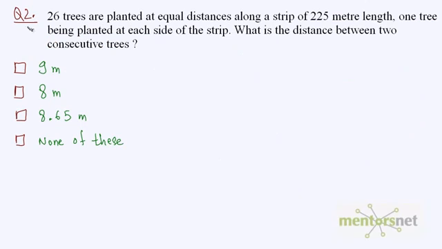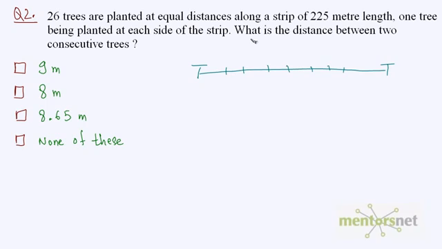Let us solve question number 2 and find out its answer. So it is given that 26 trees are planted at equal distances along a strip of 225 meter length. So there is a strip of 225 meters. There are trees planted at equal distances along that, and the number of trees is 26. But it is also given that one tree is planted at each side of the strip. So there is one tree planted at each side of the strip. So inside there are 24 trees which are remaining.